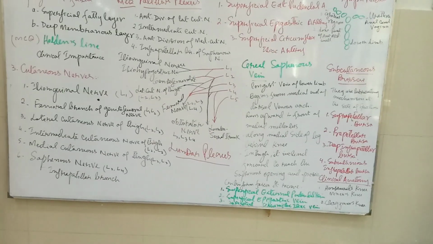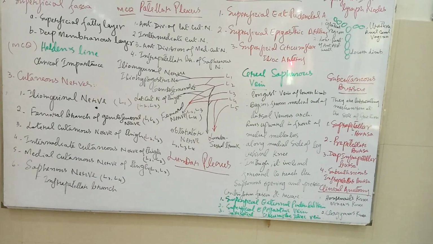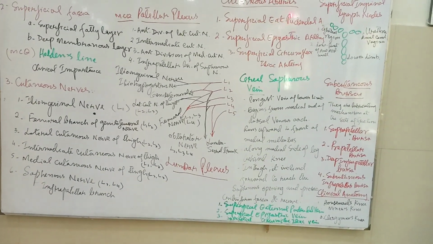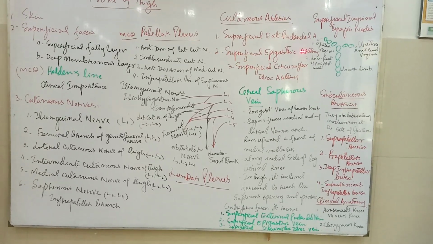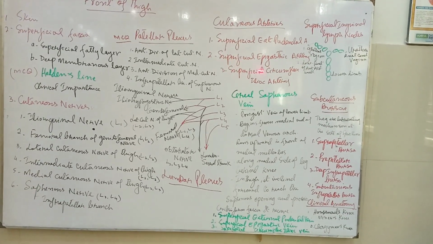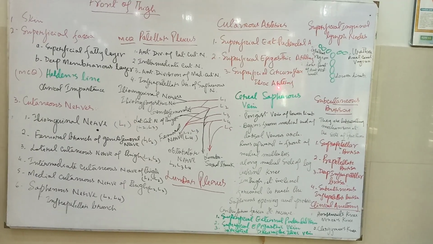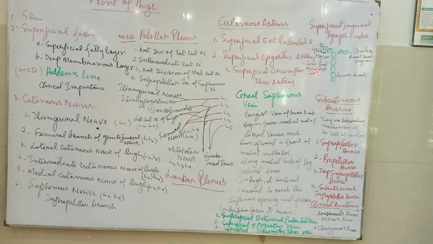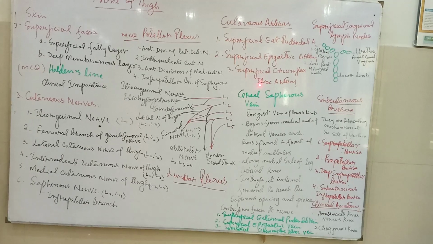Arteries. There are three cutaneous arteries: superficial external pudendal, which supplies the genital region; superficial epigastric artery, which supplies the lower part of the anterior abdominal wall; and superficial circumflex iliac, which travels laterally and forms an anastomosis.